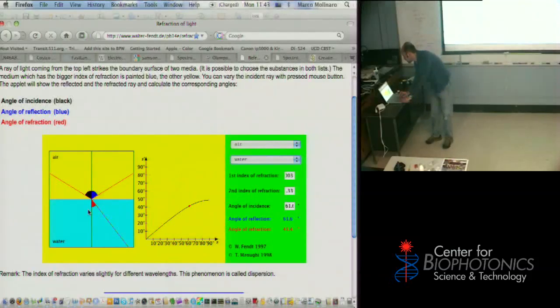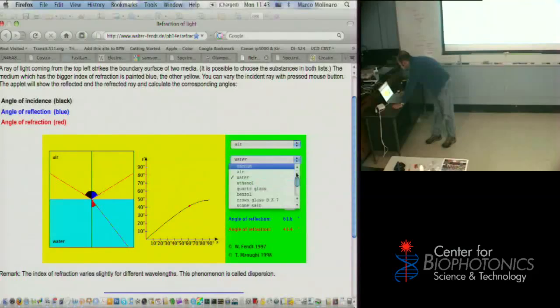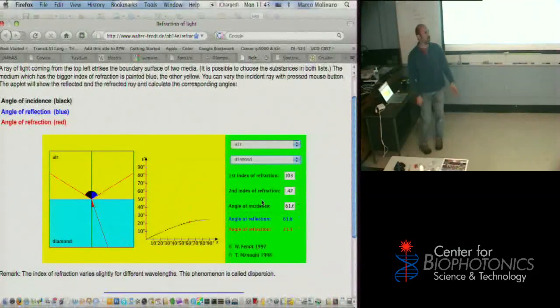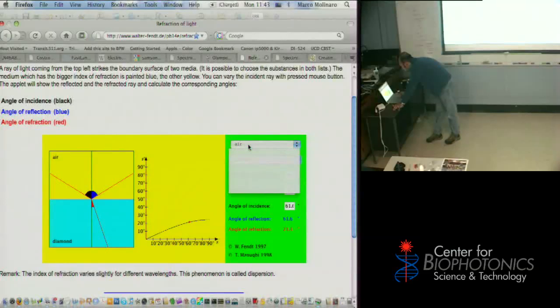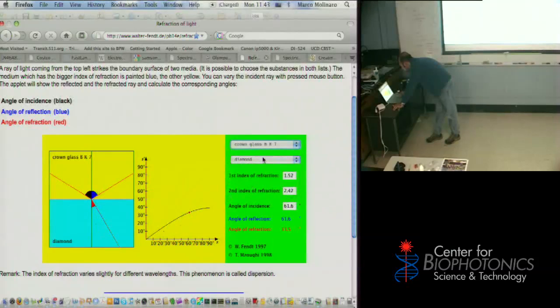Yeah. So I'll go in here and I'll shift to diamond. And lo and behold, it bends even more. Okay? Now, I can take advantage of this if I have something in, let's try crown glass. And then the other side I put air.